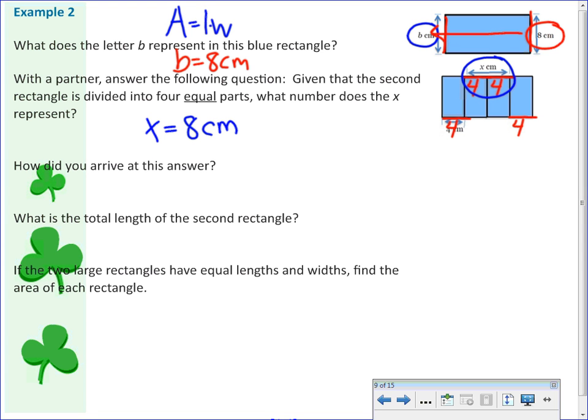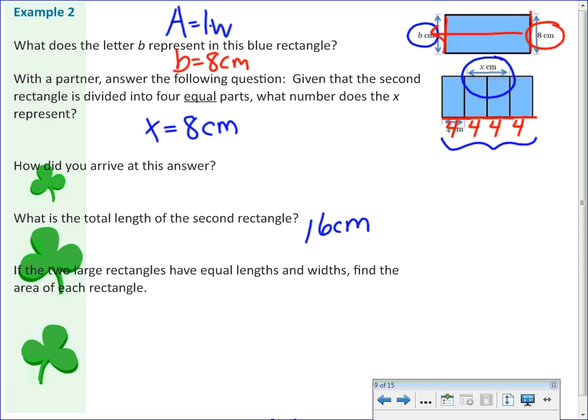So what is the total length of this second rectangle? If each one is worth 4, look at that. If that's 4, that's 4, that's 4, what would the total length be? Right. The total length would be 16 centimeters.